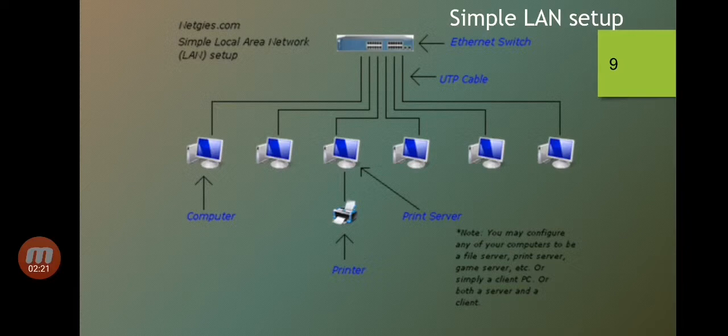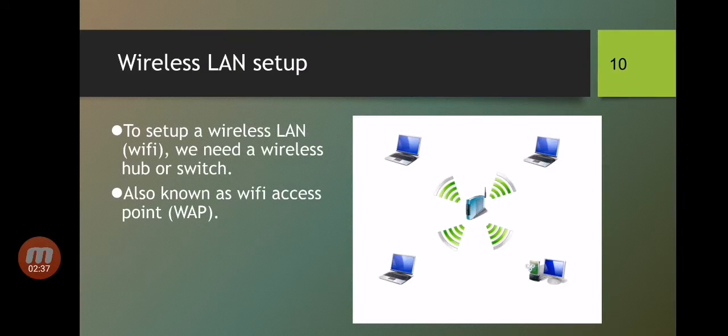If you have a printer, a laptop and a desktop within an organization. You can also do this at home if you have five laptops and desktops to be connected to a printer. You can also set up a wireless LAN. What you need is a wireless hub or a switch, also known as a Wi-Fi access point, WAP.